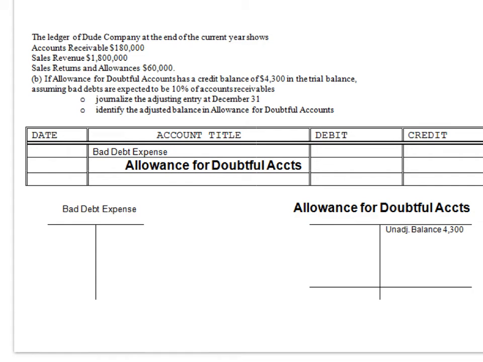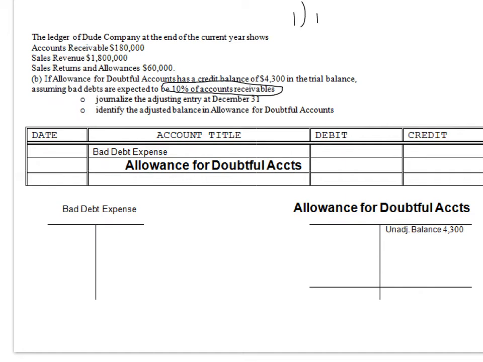This is a continuation of exercise 9-3 set B, and in this case we have the same data. The only couple of items that they changed, in this case we assume that bad debt expense is expected to be 10% of accounts receivable.